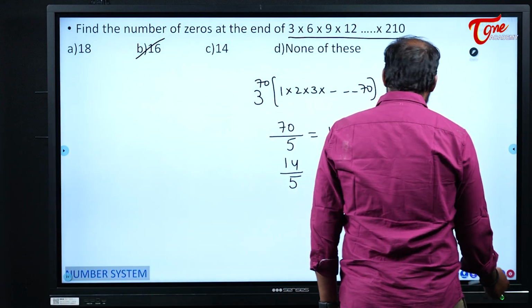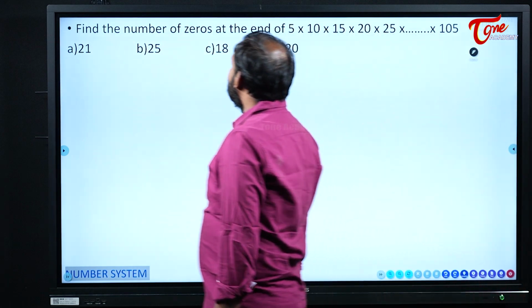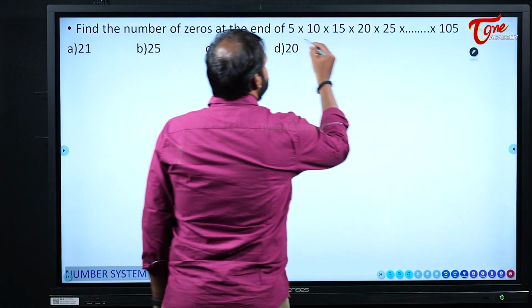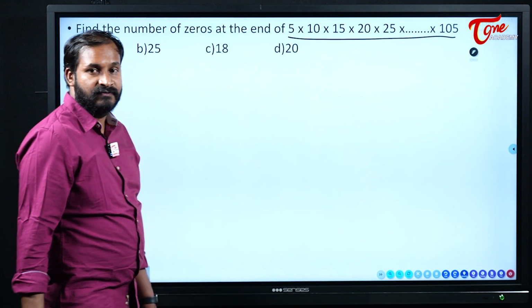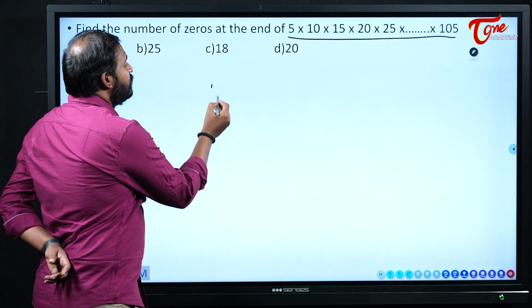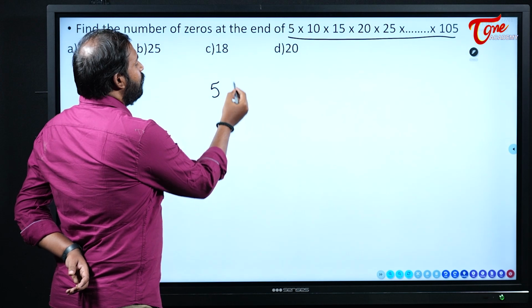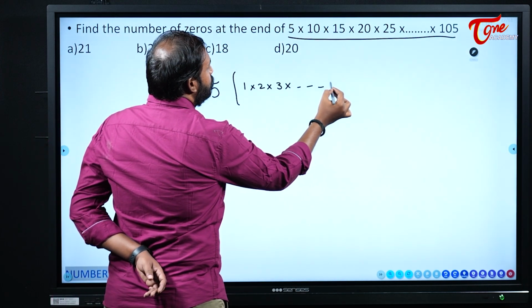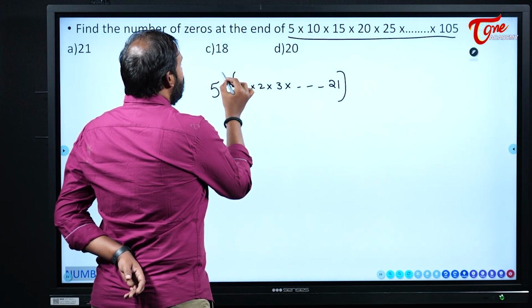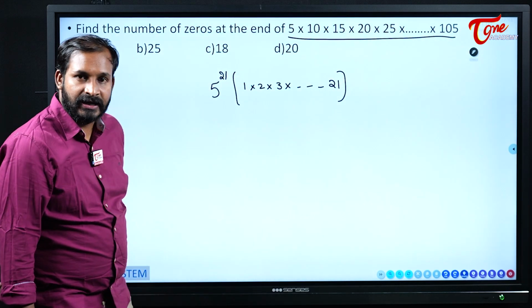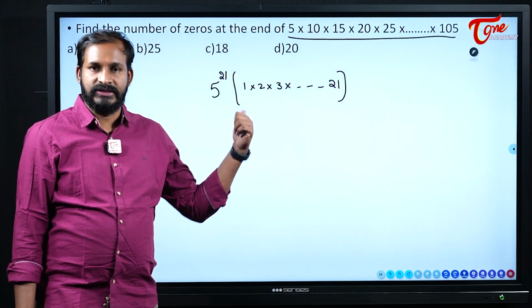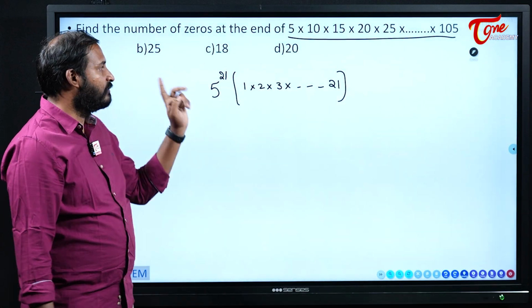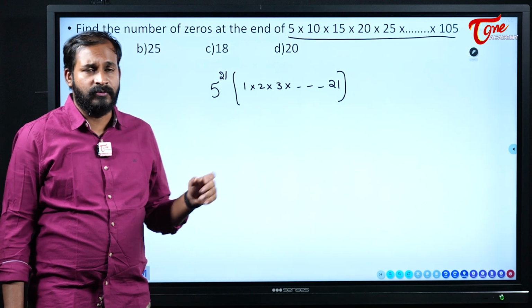Next one. Find the number of zeros at the end of this one. Okay. Now please observe this one very, very carefully. So when you take 5 common here, what do you get? 1 into 2 into 3 and so on up to 21, and you will have 21 5's here. Am I correct? Previously we have done this, just cross check that one. Okay, 5 to the power of 21 into 1 into 2 into 3 and so on up to 21.